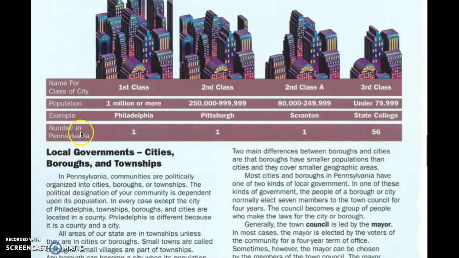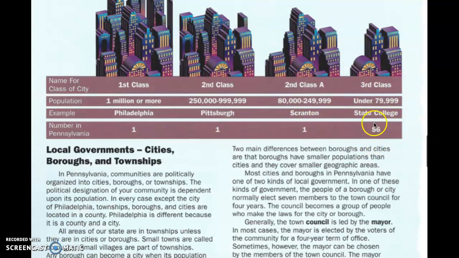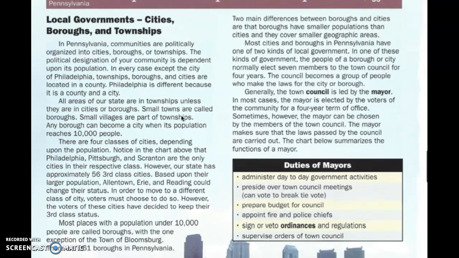And then this is how many of them there are in Pennsylvania. You can see that the majority of Pennsylvania is a third class of city. Local governments: cities, boroughs, and townships. In Pennsylvania, communities are politically organized into cities, boroughs, or townships. The political designation of your community is dependent upon its population.